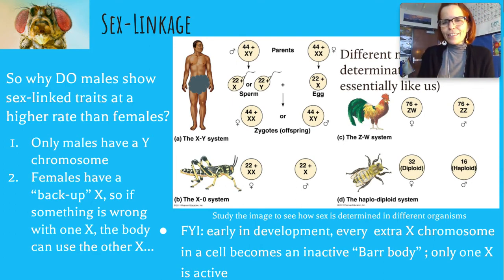And I wrote in this little note here, it says every extra X chromosome in a cell becomes a Barr body. It is possible to have numerous X chromosomes, and all of them will shut down except for one. One should always be active, and the rest would become Barr bodies.